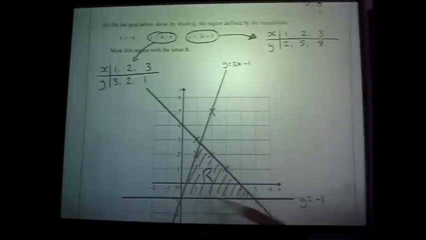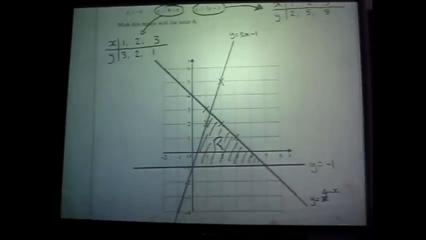So I've marked it with an R, and I've shaded it. That's a little bit fiddly, that one. But if you understand your graphs, you should be able to get it.